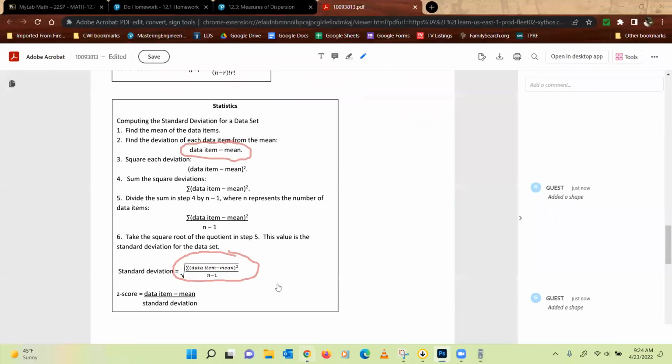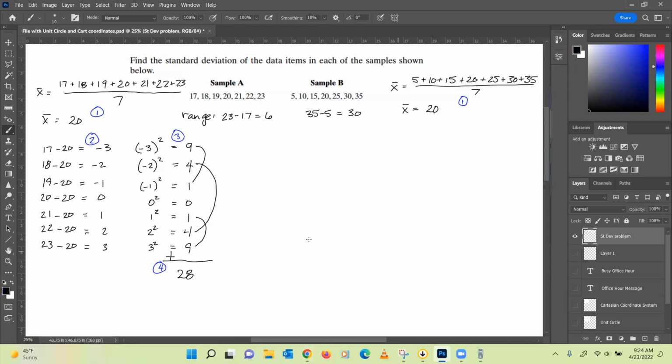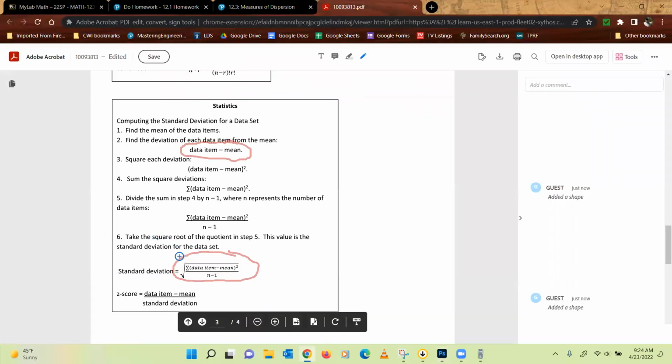All right, now we've summed those squares. And now step 5 is to divide that sum by n minus 1. So we need to take 28 and divide it by 7 minus 1, because 7 is the number of data items we have. And so now I need to divide 28 by 6. And when I do, I get 4.6666. So I'll write 4.67, but in my calculator, I'm going to keep all the 6's. That was step 5. Remember, it's a 6-step process, so we're almost done. Step 6 says to take the square root of that quotient.